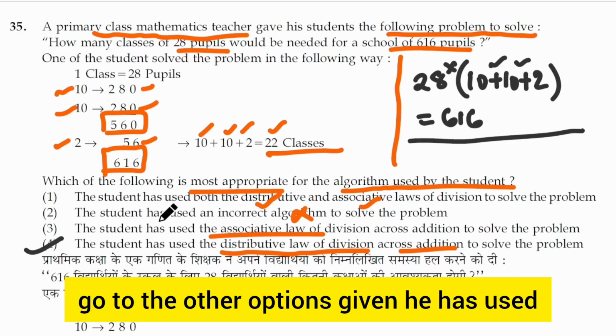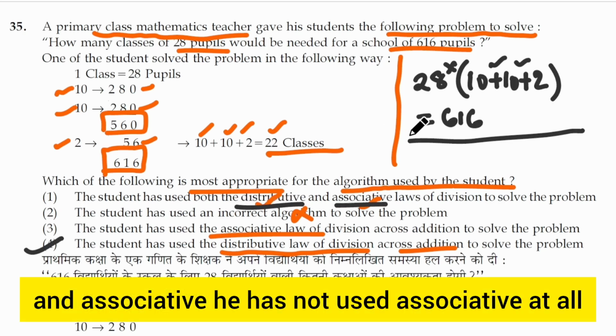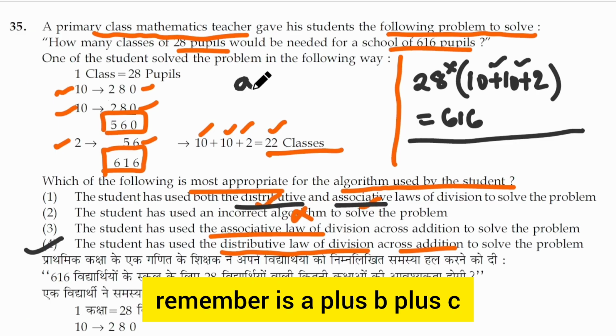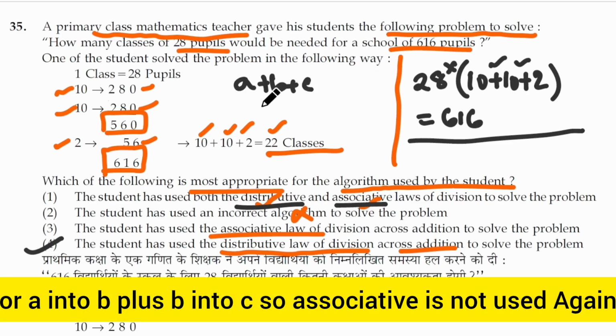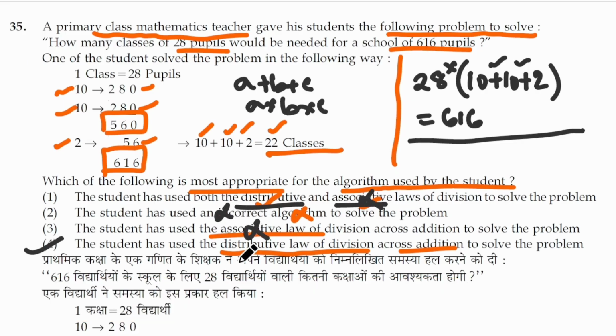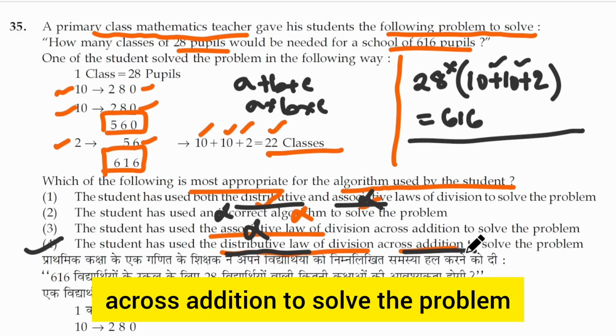So now let's go through the other options given. He has used both the distributive and associative. He has not used associative at all because there are only two numbers. Associative, remember, is A plus B plus C or A into B into C. So associative is not used. Again, associative is not used. Incorrect, we cannot say. So he has used the distributive law of division across addition to solve the problem.